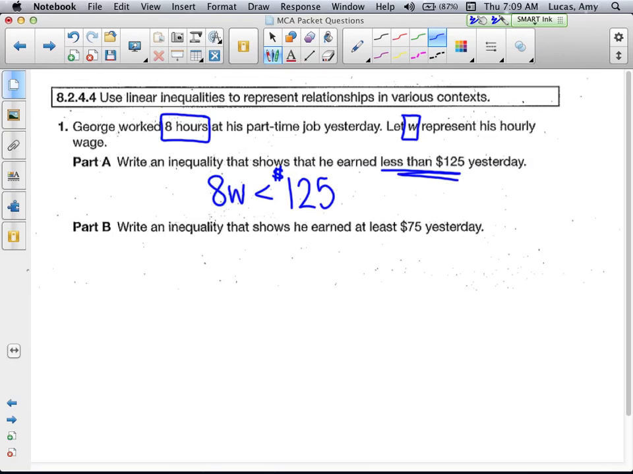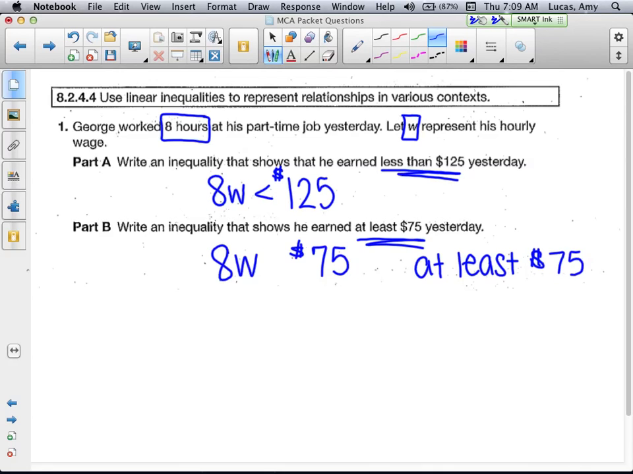Part B, write an inequality that shows he earned at least $75. So at the very least, he earned $75. So at least 75, if I have at least $75, I might have 75, 76, 77, and so on. At least means you've got 75 or more. So my symbol should be greater than or equal to. That's very tricky.